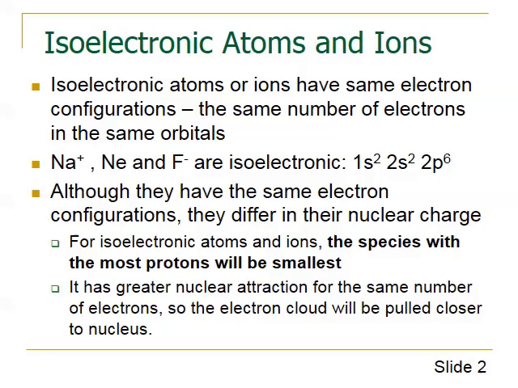So if you're comparing the radii for isoelectronic species, you realize they have the same electron clouds, but their nuclear charge will differ. So look at the number of protons. The one with the greatest number of protons will be the smallest. The one with the smallest number of protons will have the largest radius.